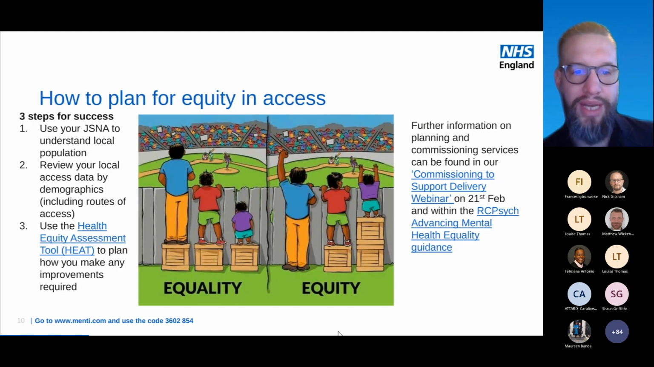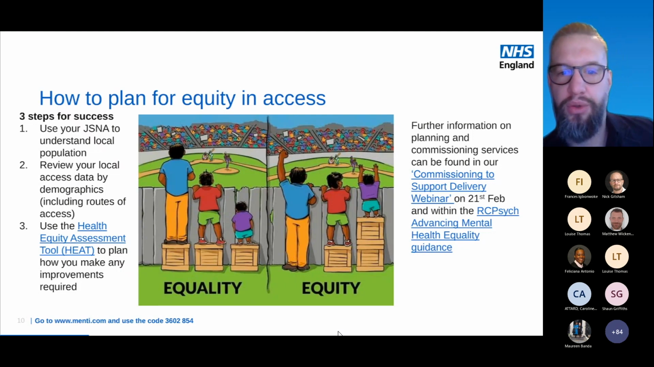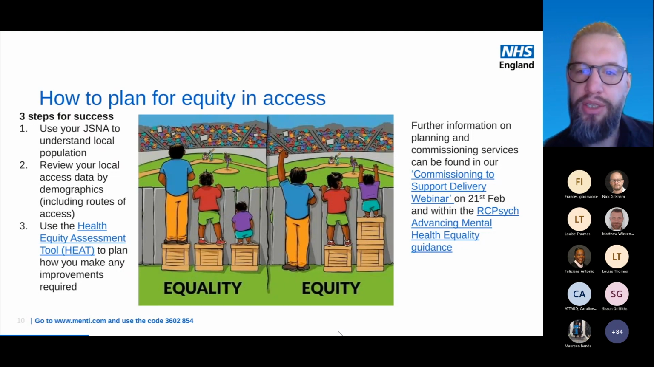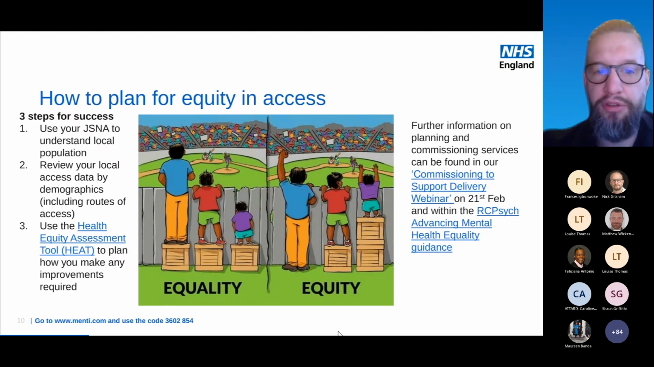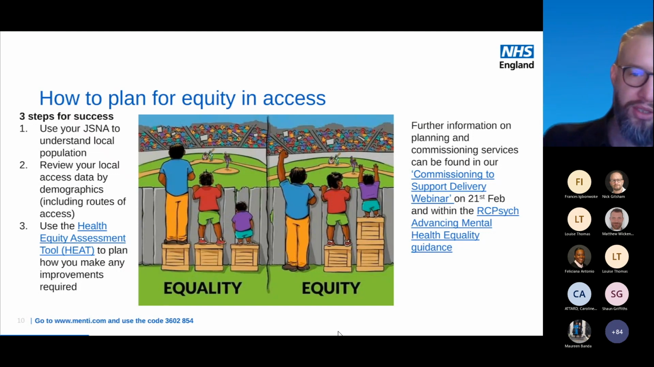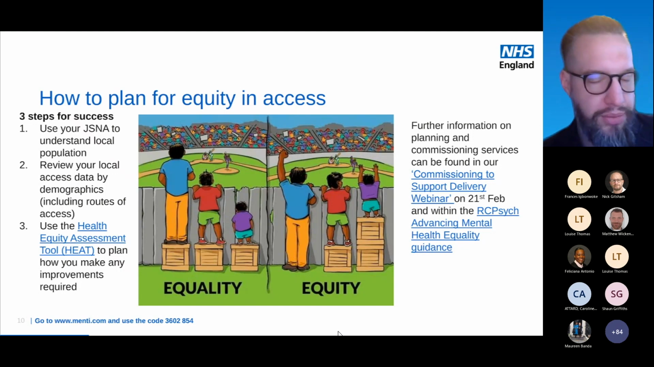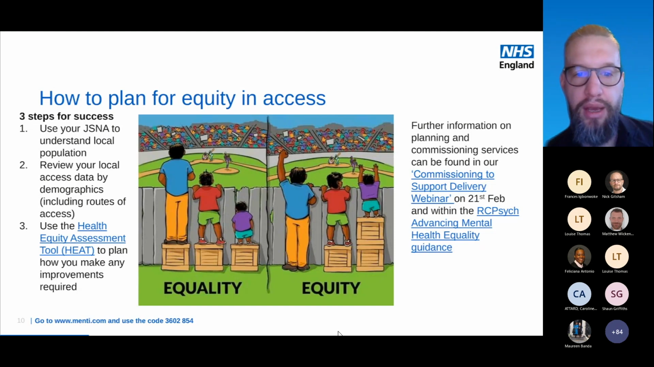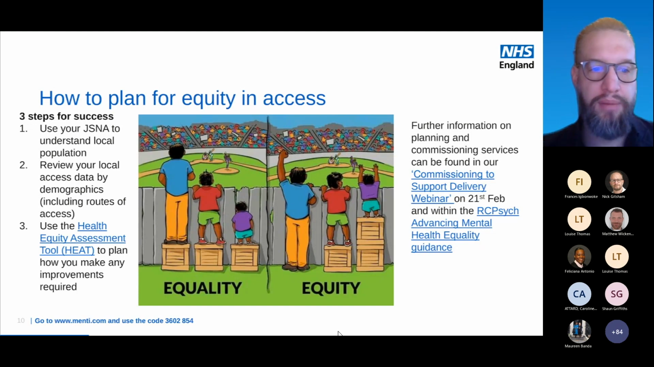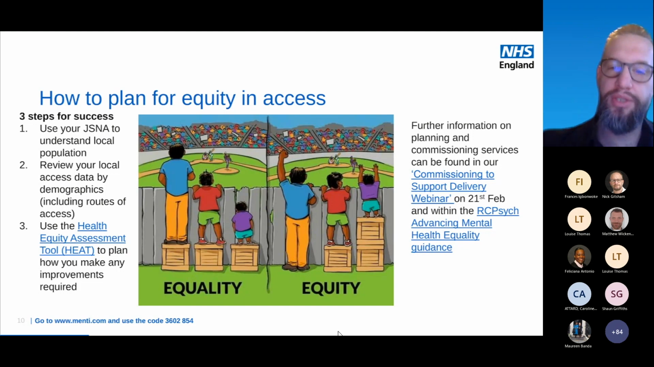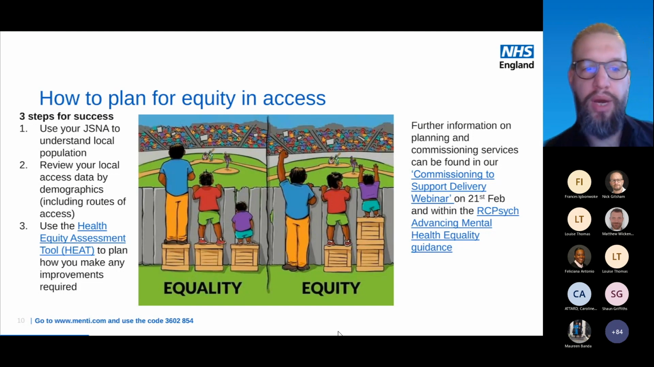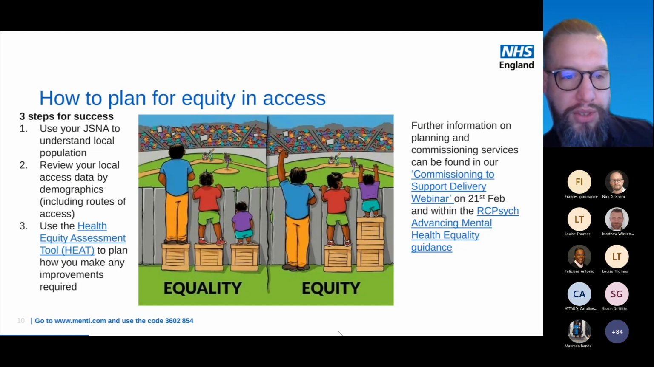Secondly, compare that to local data on which groups are and aren't accessing your services and in what quantity. So this should include routes of access for different groups. So for example, if you've got a specific group that's overrepresented in presentations via crisis services, but underrepresented in presentations to early intervention services, like the service formerly known as IAPT, then even though they may be accessing services, you have an access issue for this group, as they're not presenting until they are severely ill. This will enable you to understand what the gap is between who you'd be expecting to see in your service and in what quantity, against who you are actually seeing in your service and in what quantity.